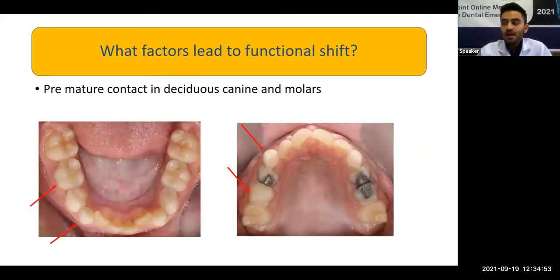What are the causes that lead to functional shift? The first culprit is a premature contact between some deciduous teeth, that is mainly canines and primary molars, which means C and E. In this situation, the functional shift of the mandible for these patients is a way to escape from this occlusal interference, to have a more comfortable occlusion and to chew more efficiently.